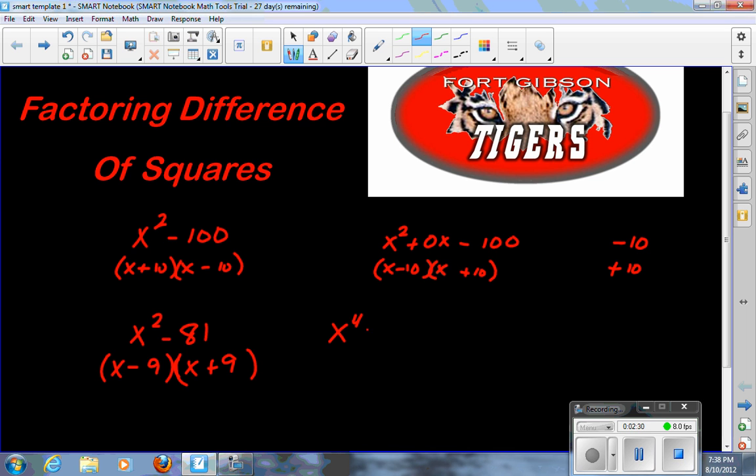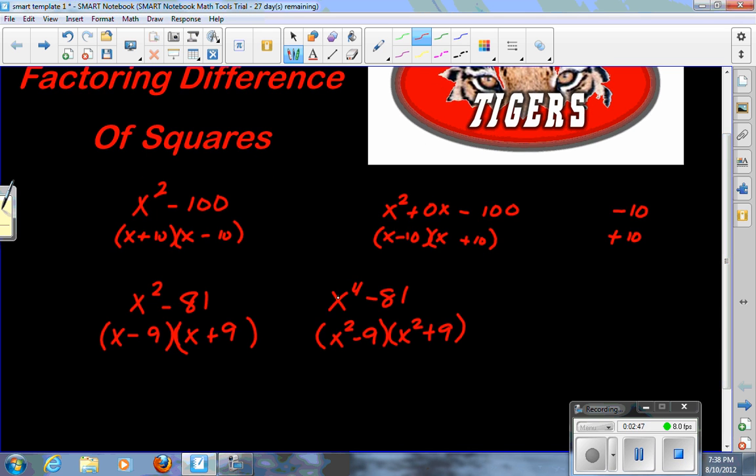Sometimes they look like this. Let's try that again. And this would be x squared minus 9 and x squared plus 9. And you will see that x squared times x squared is x to the fourth. Negative 9 times positive 9 is negative 81. And you'd think, well, I wrote down my two parts, I'm done. Only this one can be refactored.